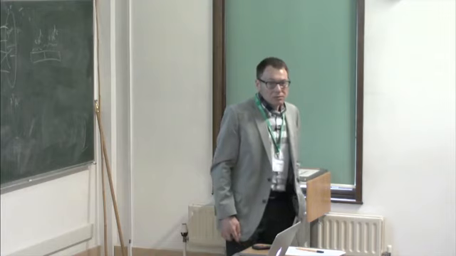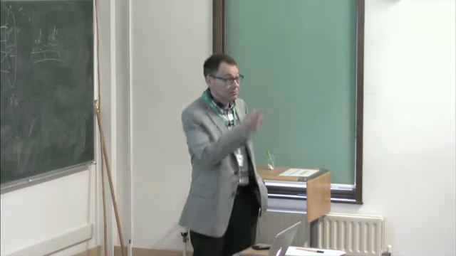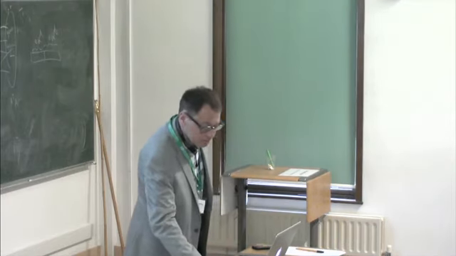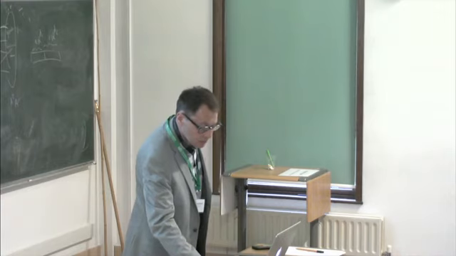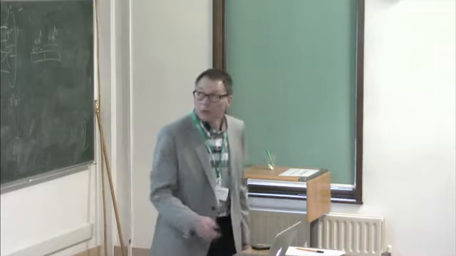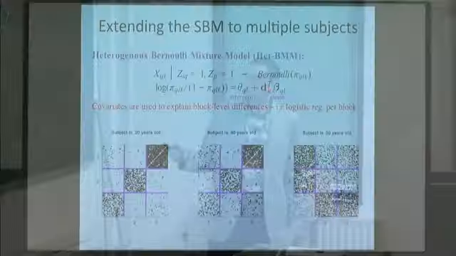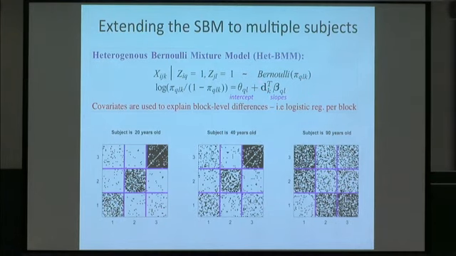Questions to come? Could you say again what was DK in your covariates model? How is it related to covariates? So DK are your covariates. So for us, this was age, gender, IQ, and your degree of movement.